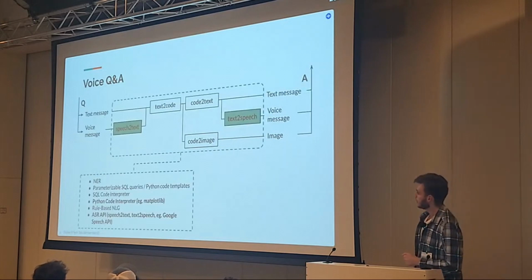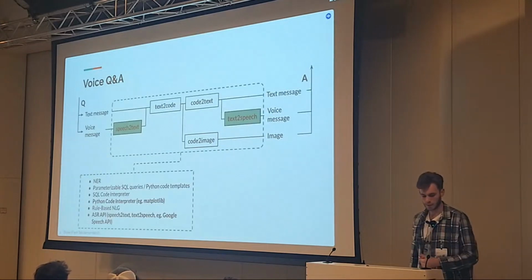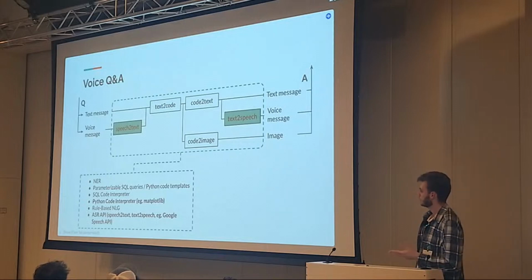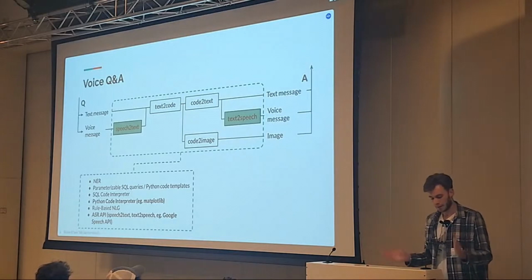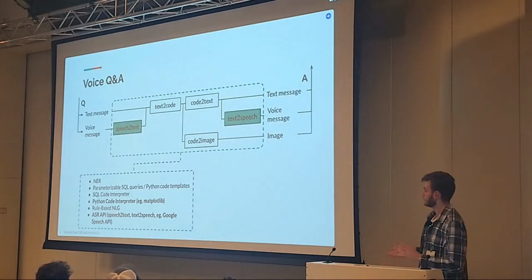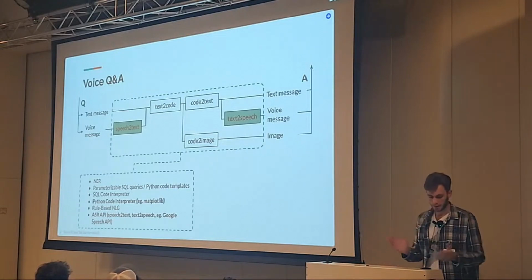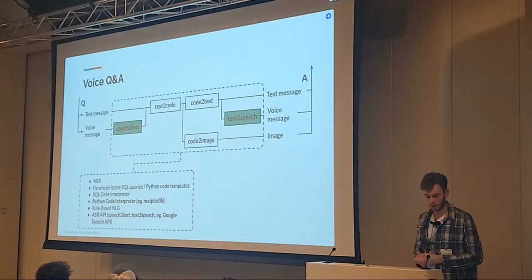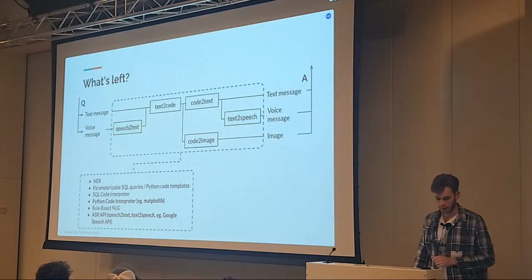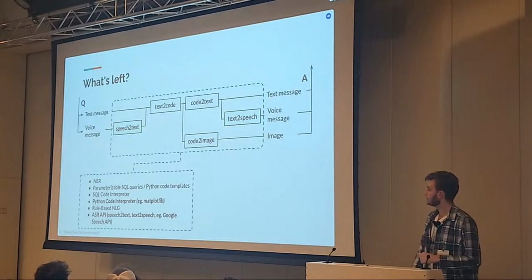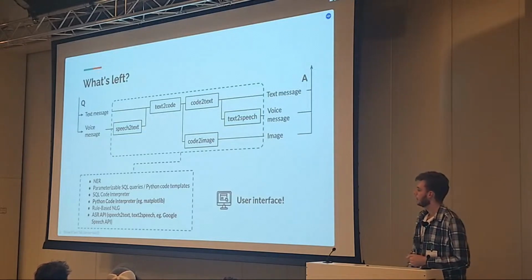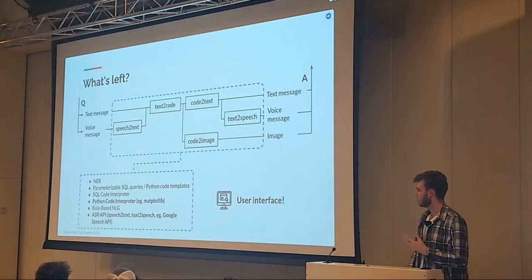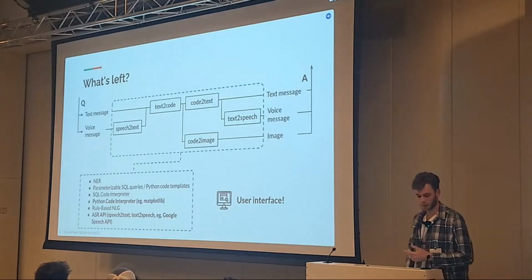Then we come up with the following solution. So we have named entity recognition, several parameterizable different query templates, a Python code interpreter, let's say this rule-based natural language generation, and an automatic speech recognition API, like Google Speech API, for example. So actually what's left here, I think we can add only one thing, it's the user interface. And I will show you 2 main open source tools that are really suitable for that purpose.